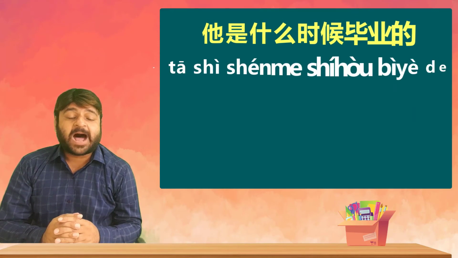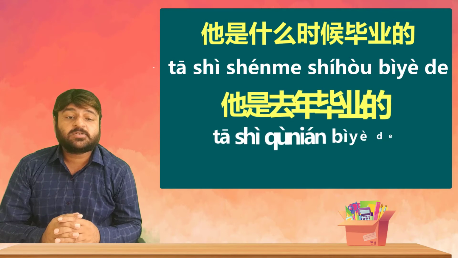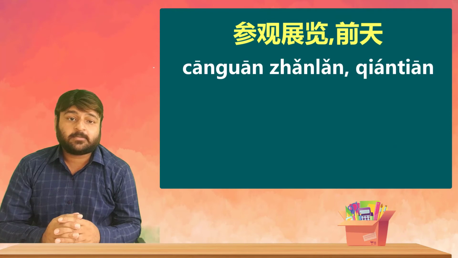Moving on to the last substitution drill, let us read out the following sentences. 他是什么时候毕业的? What time did he graduate? 他是去年毕业的. He graduated last year. Look at the words in the box to make replacements in this sentence. 参观展览 visit to the exhibition. 前天 day before yesterday.